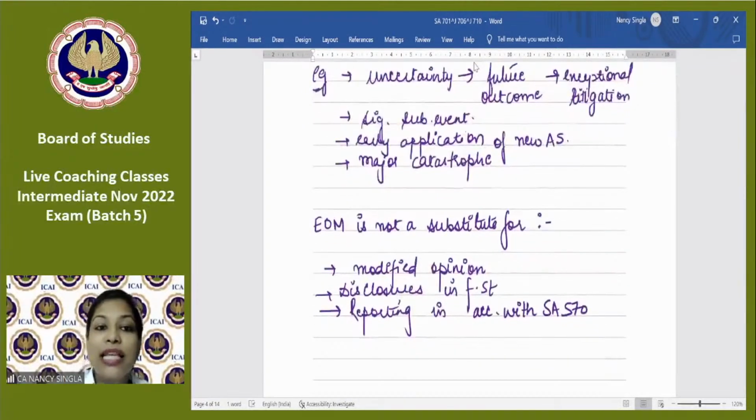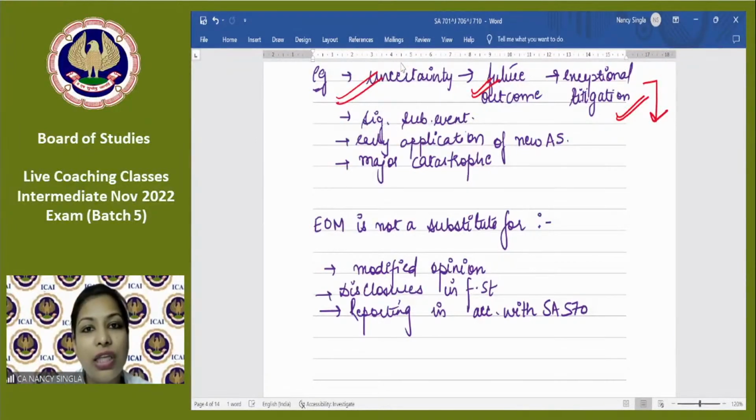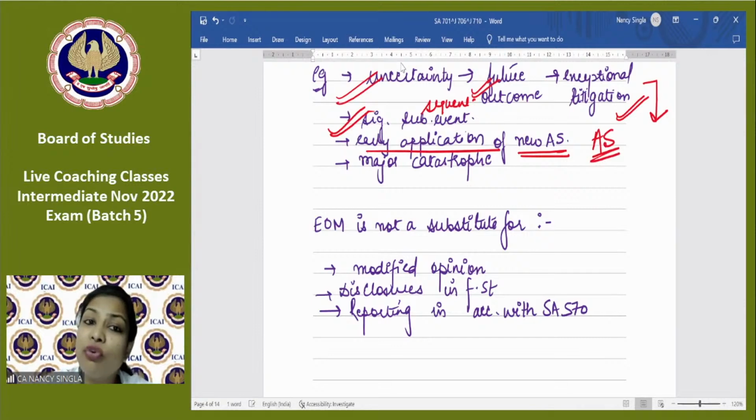Example, suppose there is any uncertainty with respect to future outcome of a litigation and management has duly disclosed it, this can be one of the EOM. Significant subsequent events properly dealt in the books of accounts, properly disclosed, auditor can show it as what? A EOM. It can show it in EOM paragraph. Early application of new accounting standard. If any accounting standard has been applied before the date, the management has duly reflected it in the notes to accounts. The auditor may mention it in the EOM paragraph.